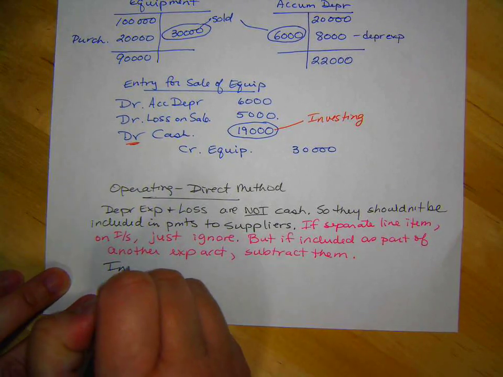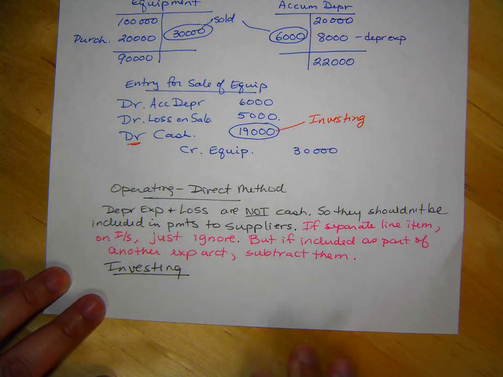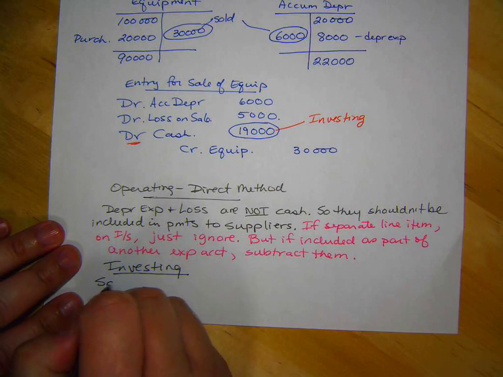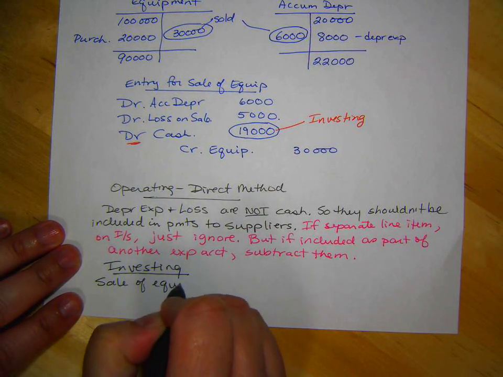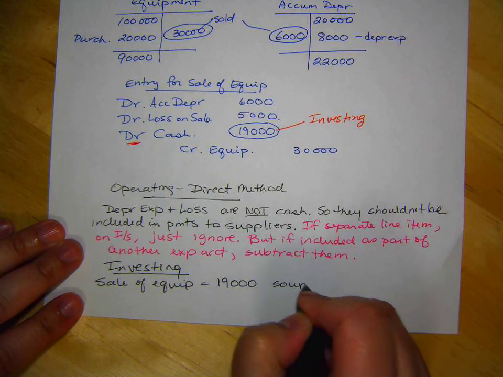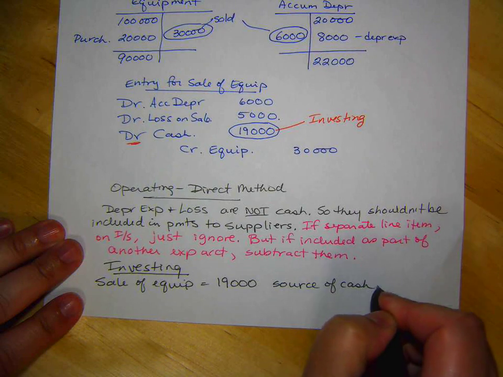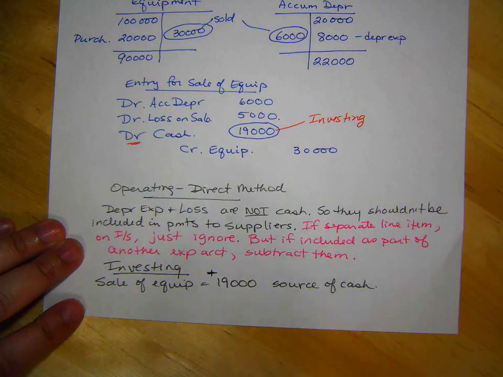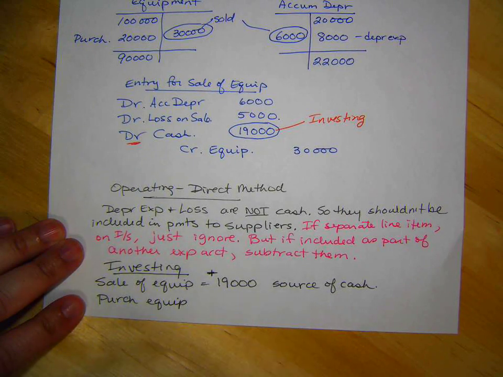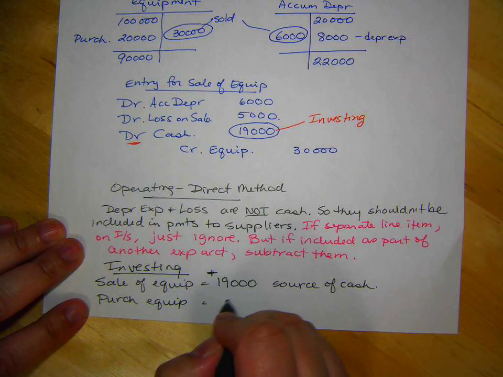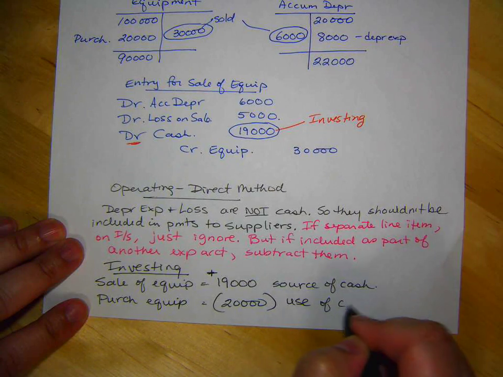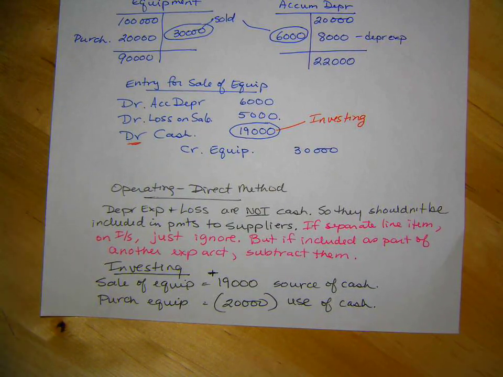Okay, now the investing section. We already said the sale of equipment is 19,000, and it's a source of cash, so it's positive. But don't forget, we also purchased equipment for 20,000. And it's negative because it's a use of cash. Okay?